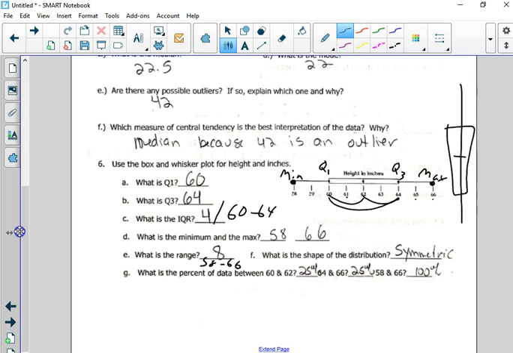Now, what percent of the data is between 60 and 62? Well, remember, they're called quartiles. Okay? So right here is 25% of the data. 64 to 66, 25% of the data. 58 to 66, 100% of the data. Okay? So quartiles breaks it up in 25% sections.